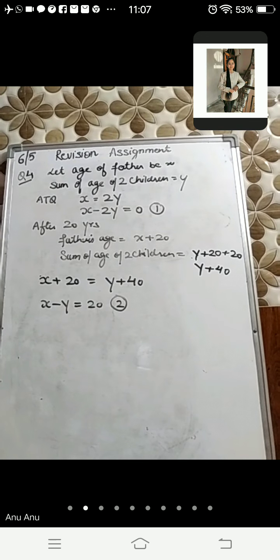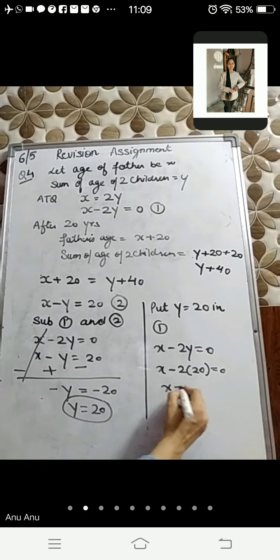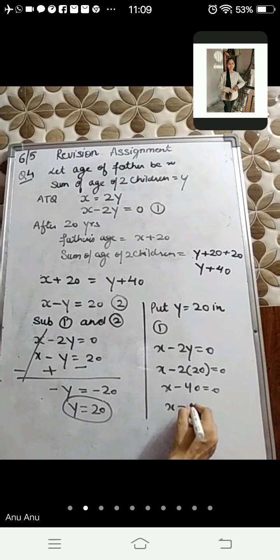What was y? y is the sum of the ages of the two children. And put this y in equation 1: put y is equal to 20 in x minus 2y is equal to 0, x is equal to 2 into 20, that is x minus 40 is equal to 0, x is equal to 40. In this we don't have to find the age of the children, you just have to find the age of the father. So the father's age will be 40 years.